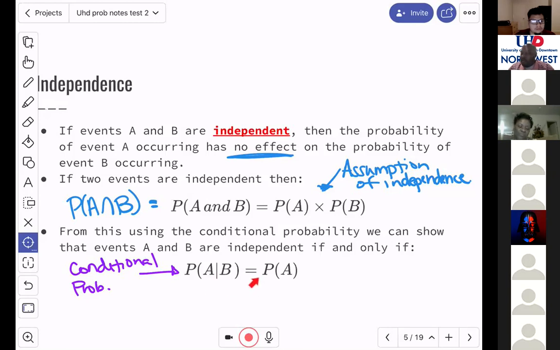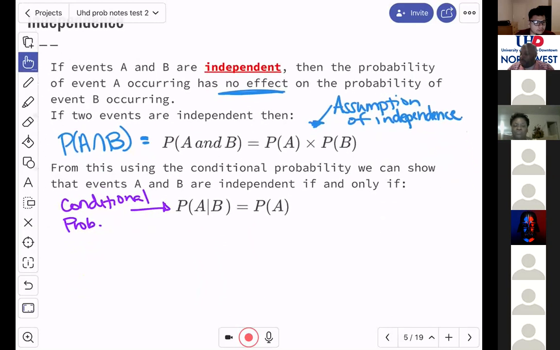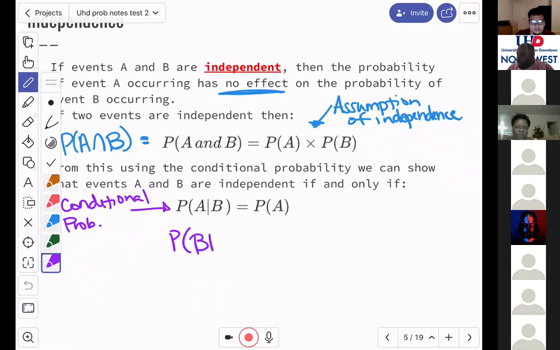And we can show this using the formula, by the way, because the formula says this: the probability of A given B is equal to, remember, we stay strict with the bottom, the probability of B, right?